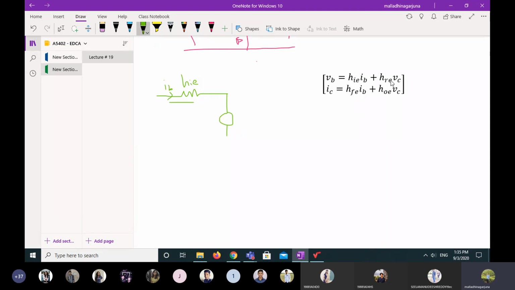And HRE is the reverse voltage gain. Voltage gain is nothing but voltage by voltage. That is unitless. So this is a constant. HRE is a unitless constant, multiplied by some voltage. So this is the source, so plus, minus, and this is HRE VC. Okay, so this is my input equation representation circuit diagram.